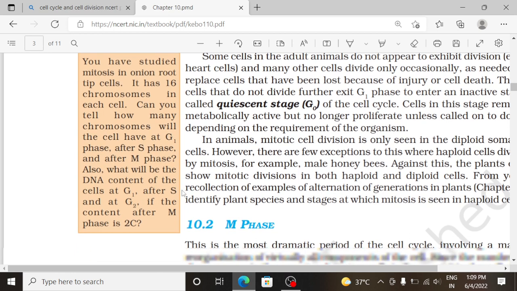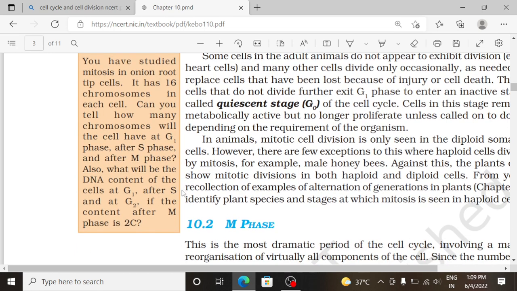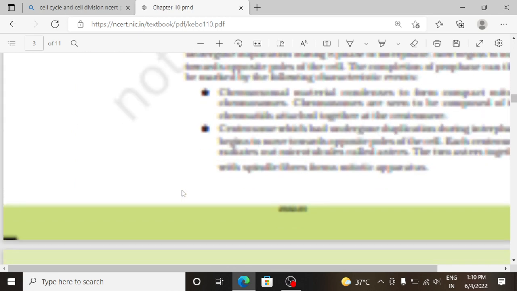We have studied mitosis in onion root tip cells. It has 16 chromosomes in each cell. Can you tell how many chromosomes the cell will have at G1 phase, after S phase, and after M phase? Also, what will be the DNA content of the cells at G1, after S, and at G2, if the content after M phase is 2C?